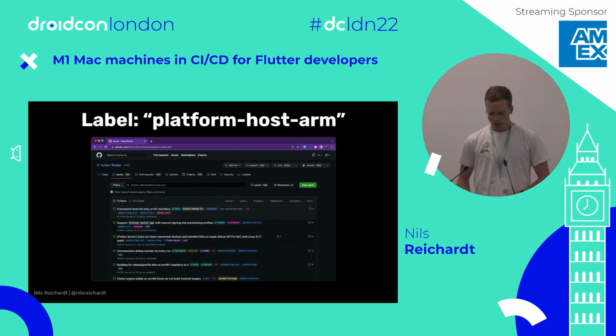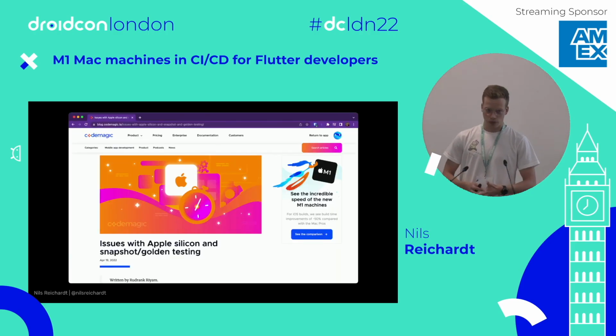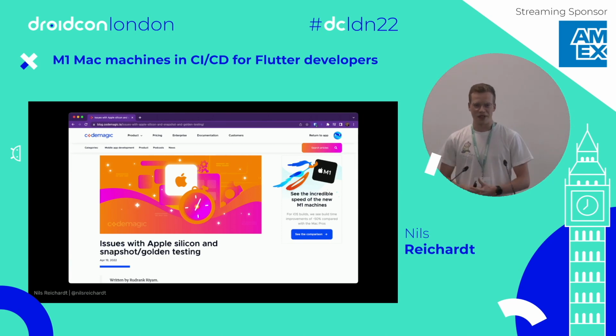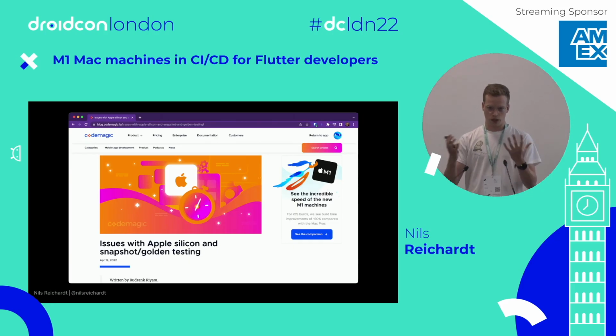And if you're using M1 in CI/CD, you might have some issues with golden tests. And I would like to know who's using golden tests in their project. Just raise your hand. Okay, not that many anymore. I can really recommend you to use golden tests because they are really awesome to test your UI. So basically, you get some kind of image, and you're comparing this image with the original image, and you look, okay, if there is some difference between them.